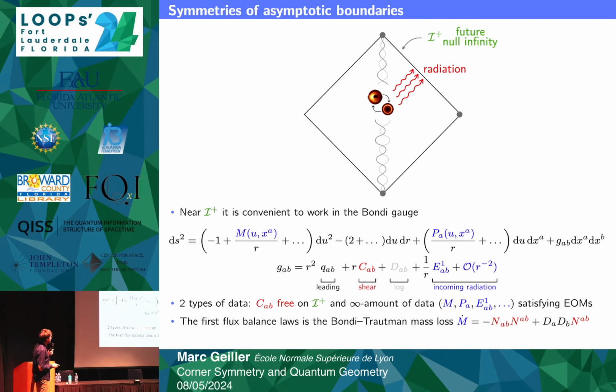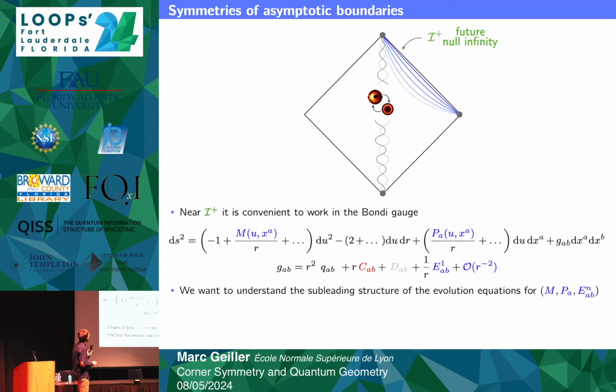And this data satisfies an infinite amount of flux balance laws. The first of these flux balance laws is the Bondi-Trautmann mass loss, telling us how the mass is evolving due to the emission of gravitational radiation. What we want to do is understand the subleading structure of the evolution equations for this blue data here.